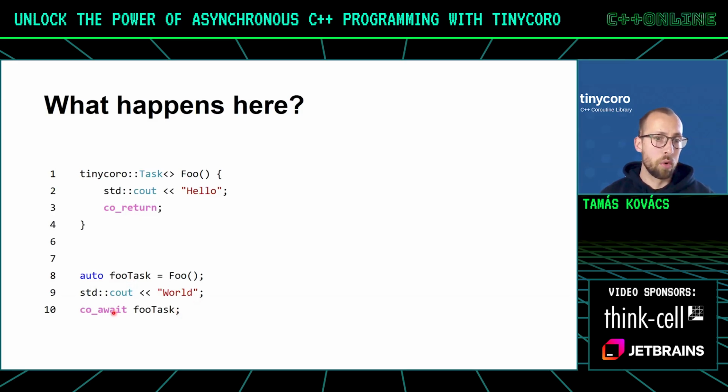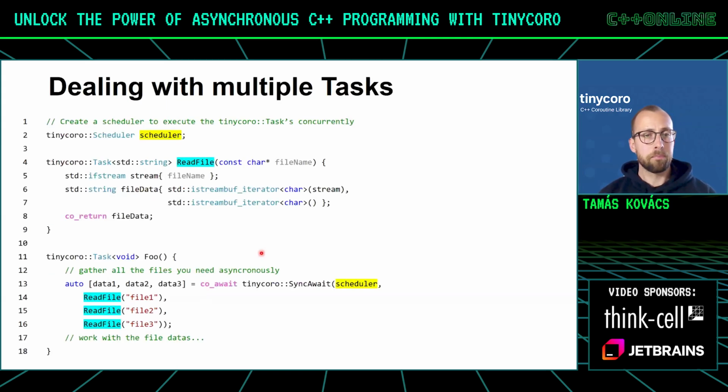We are co-awaiting them and executing them in line 10. That's why the word "hello" is the output of this small program. But what about dealing with multiple tasks?